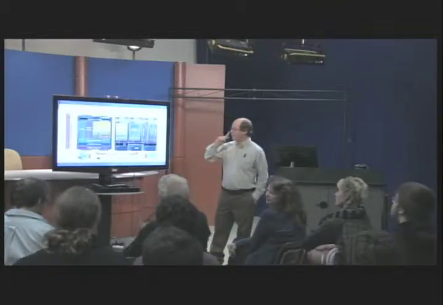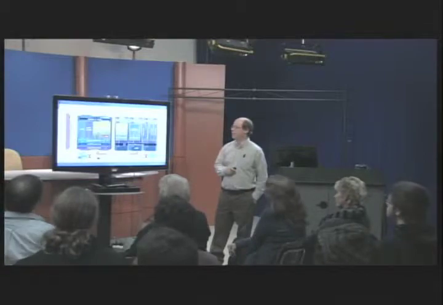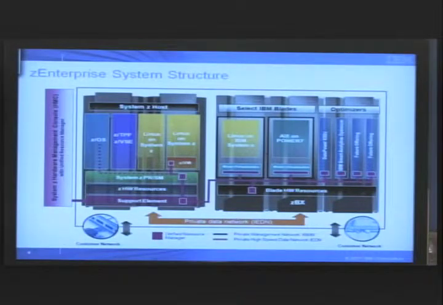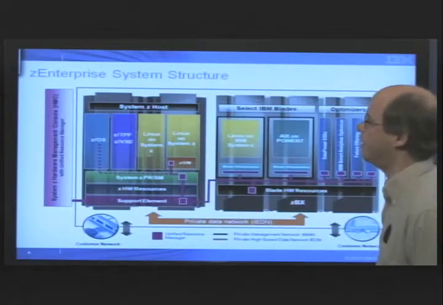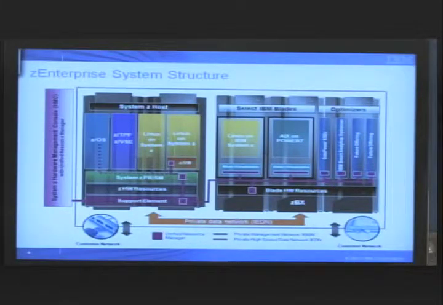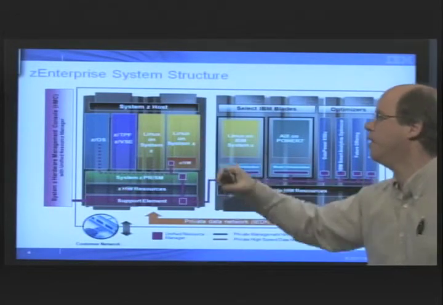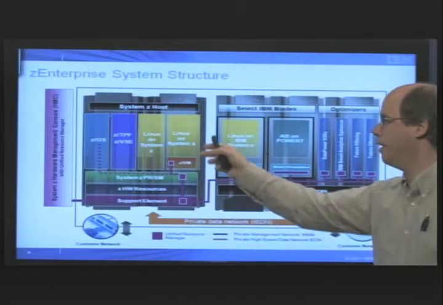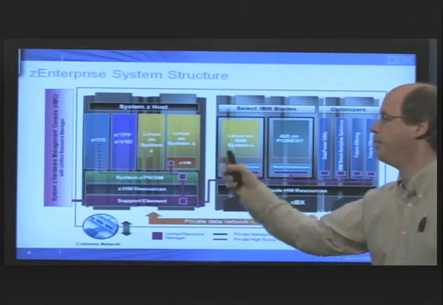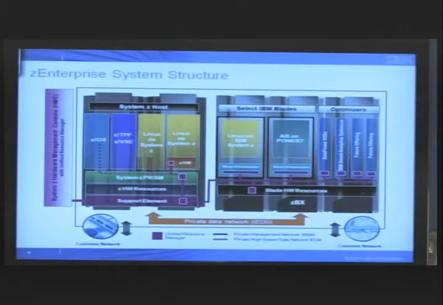So I think Jeff also showed a picture that looks something like this. This is the big picture, logical view of what one of these zEnterprise systems looks like. On the left here is the traditional Z environment, where you can run the existing System Z operating systems, which include z/OS, Linux, and a couple of others, TPF and VSE, that are run on System Z.